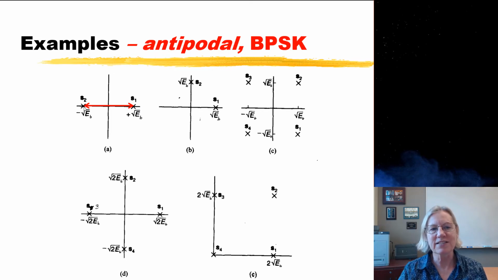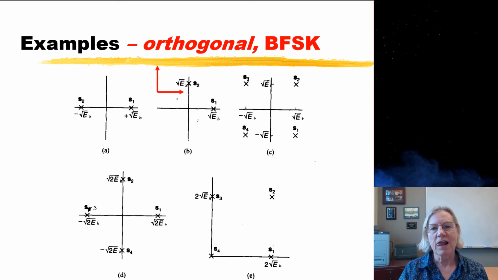Well, let's look at this first modulation format. We would call this antipodal because they're on either side of the origin, with symmetry, so that would be binary phase shift keying. Here we're noticing that they're orthogonal, at a 90-degree angle, so this would be like BFSK, binary frequency shift keying, which is an orthogonal modulation format. All the symbols are orthogonal to one another.